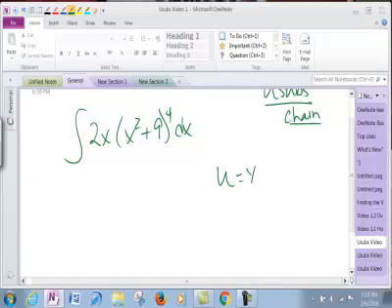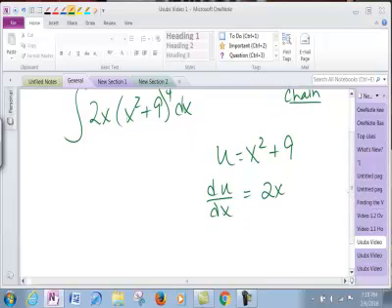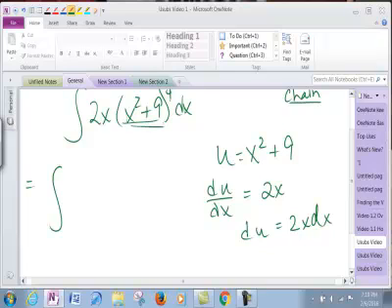So here we go. U is going to be x squared plus 9. When we take the derivative of both sides with respect to x, we get du dx on the left and 2x on the right. Moving that dx over, we now have du equals 2x dx. At this point we're ready to rewrite the original integral, and we recognize that x squared plus 9 to the 4th is nothing more than u to the 4th, and then 2x dx is du.